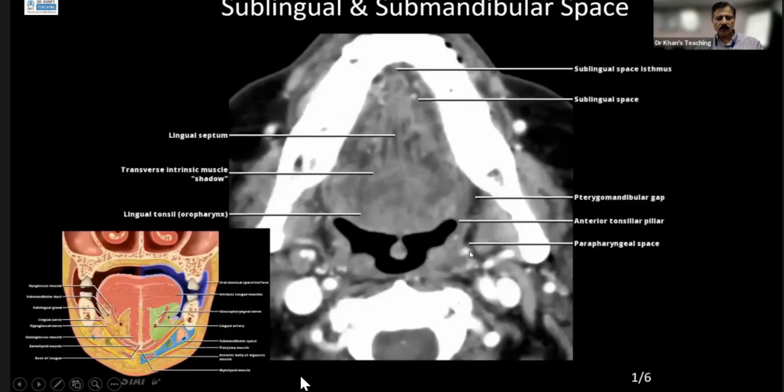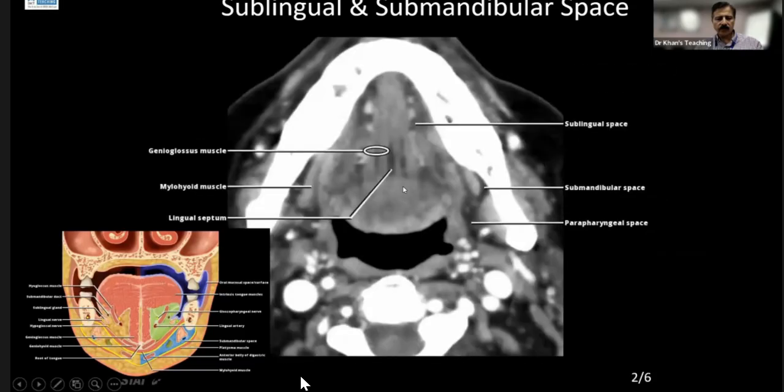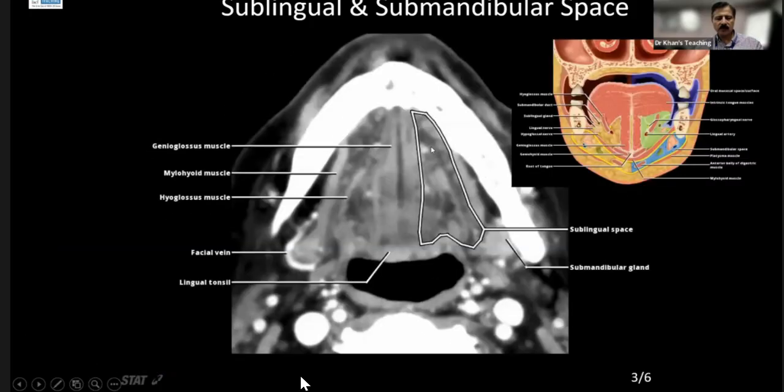So look at this CT scan, the lingual tonsil here. Just concentrate on the muscles. So this is genioglossus. And this one here is the mylohyoid muscle. This space here is the submandibular space. This space here is the sublingual space. So again, all of this is sublingual space.